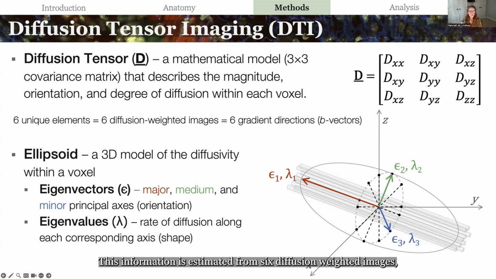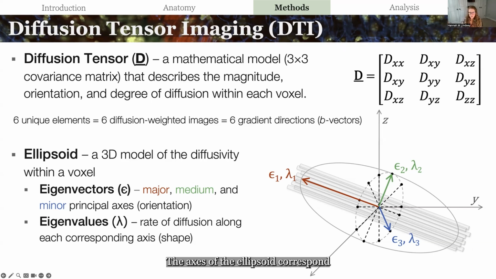This information is estimated from 6 diffusion weighted images, and each is acquired along one of those 6 unique gradient directions. And we also collect one unweighted reference image, and this is called the B0 image. The diffusion tensor can be visualized as an ellipsoid, as in down here, and this is within each voxel. And the ellipsoid provides an intuitive representation of water diffusion.